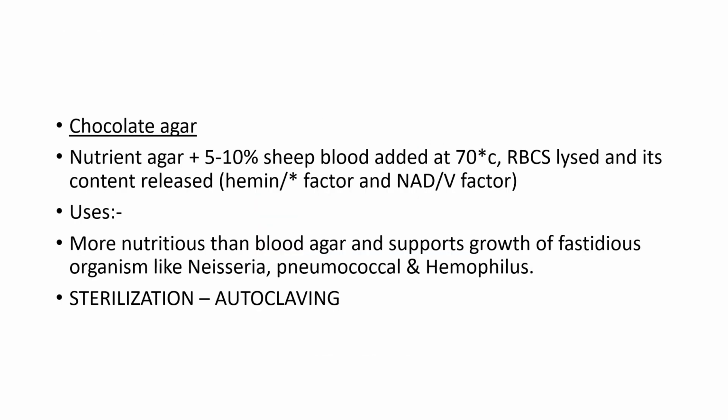Now the chocolate agar. Here also the medium will be the same: basal medium, simple media, for example, nutrient agar, and 5 to 10% sheep blood is added at 70 degrees centigrade. That means the temperature has been raised from 45 in the blood agar to 70 degrees centigrade in the chocolate agar. So the RBCs will lyse and their contents will be released, for example, hemin factor and factor V. Its uses: it is more nutritious than blood agar and supports the growth of fastidious organisms like Neisseria, pneumococci and Hemophilus influenzae, and sterilization is done by autoclaving.